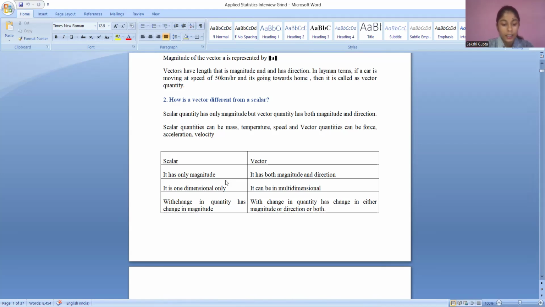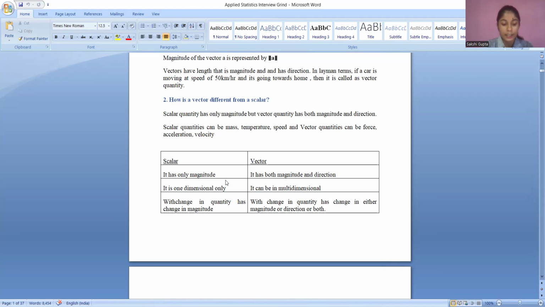Now, scalars are represented by a simple number or a letter like A, B, M, T. For example, speed 40 km per hour, whereas vectors are represented in bold letters, for example A bold, B bold, or with an arrow on the top. You can also draw a line with an arrow to show a vector. The length of the arrow shows magnitude and the arrow head shows direction.